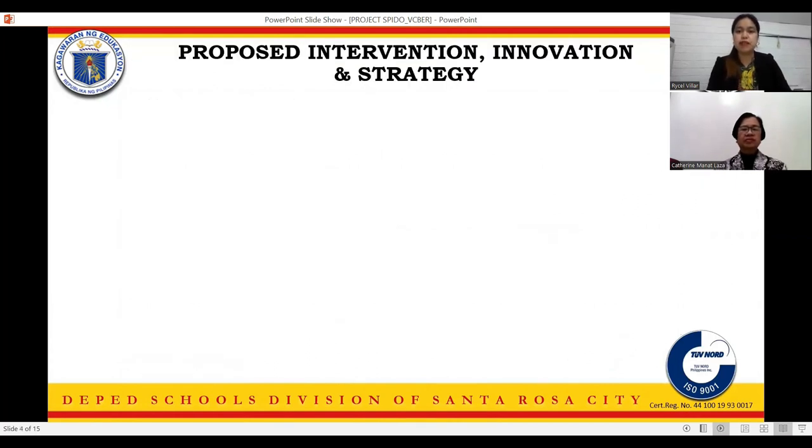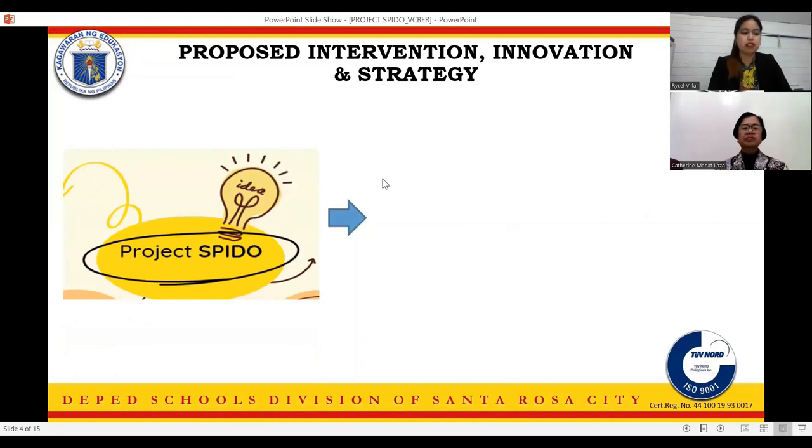Proposed intervention, innovation, and strategy. Project SPEDO, or the School Prevention and Intervention of Dropouts, is a project to have access in education. The goal of this project is to decrease the number of dropouts at the end of the school year. Different activities were conducted in implementing this project.